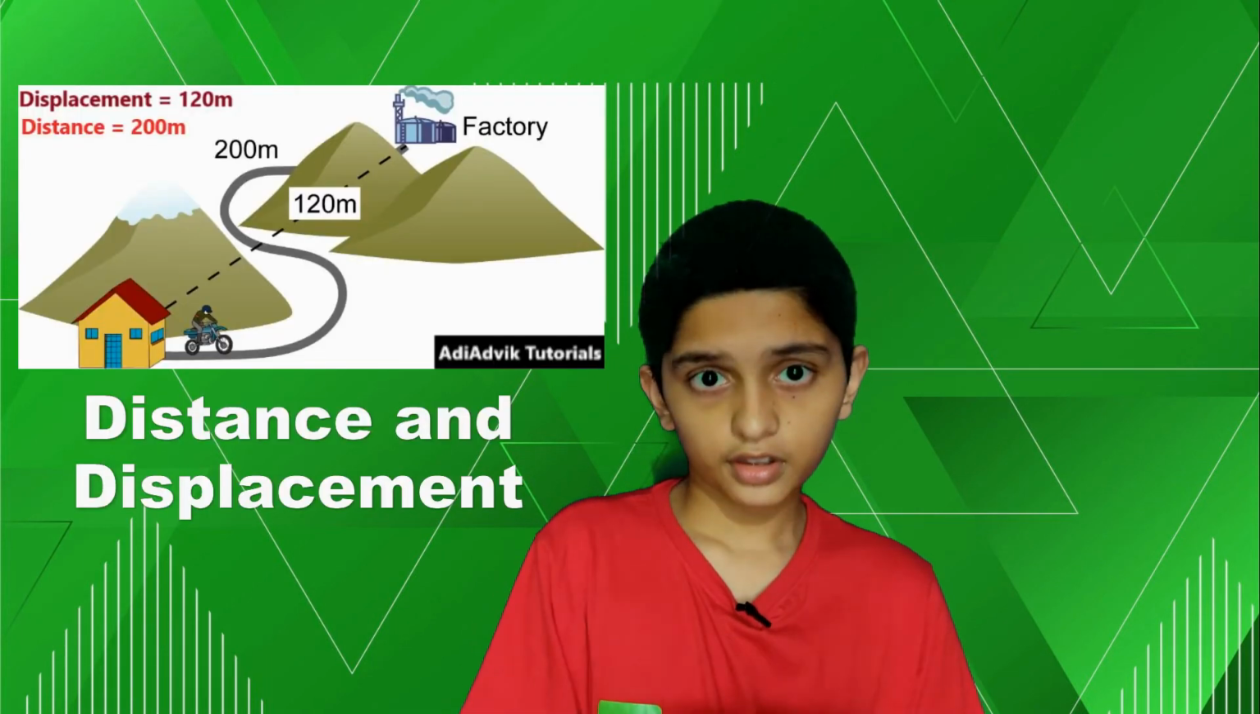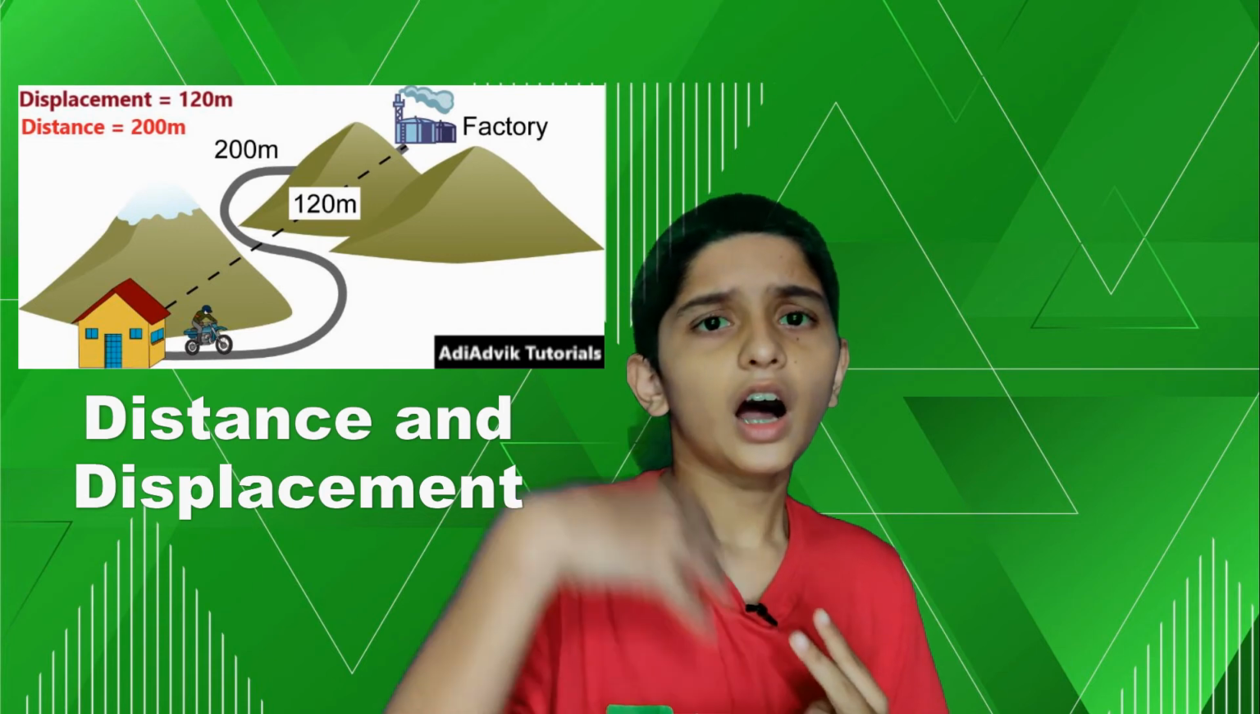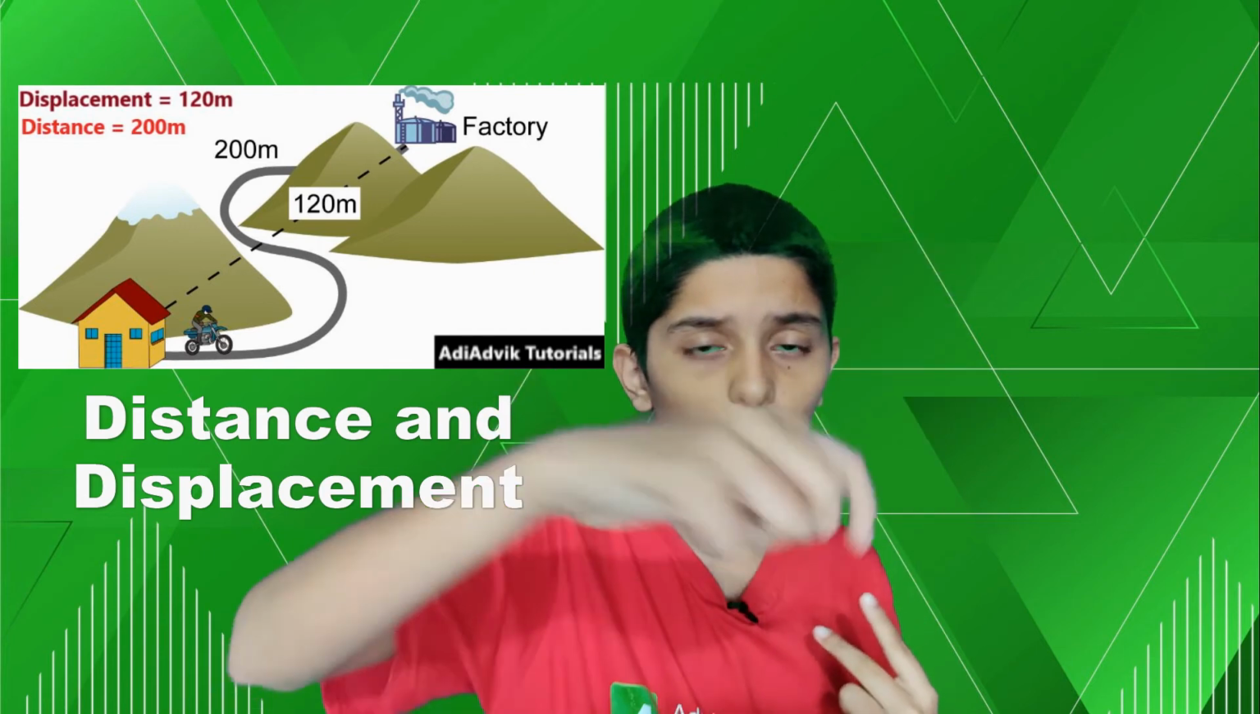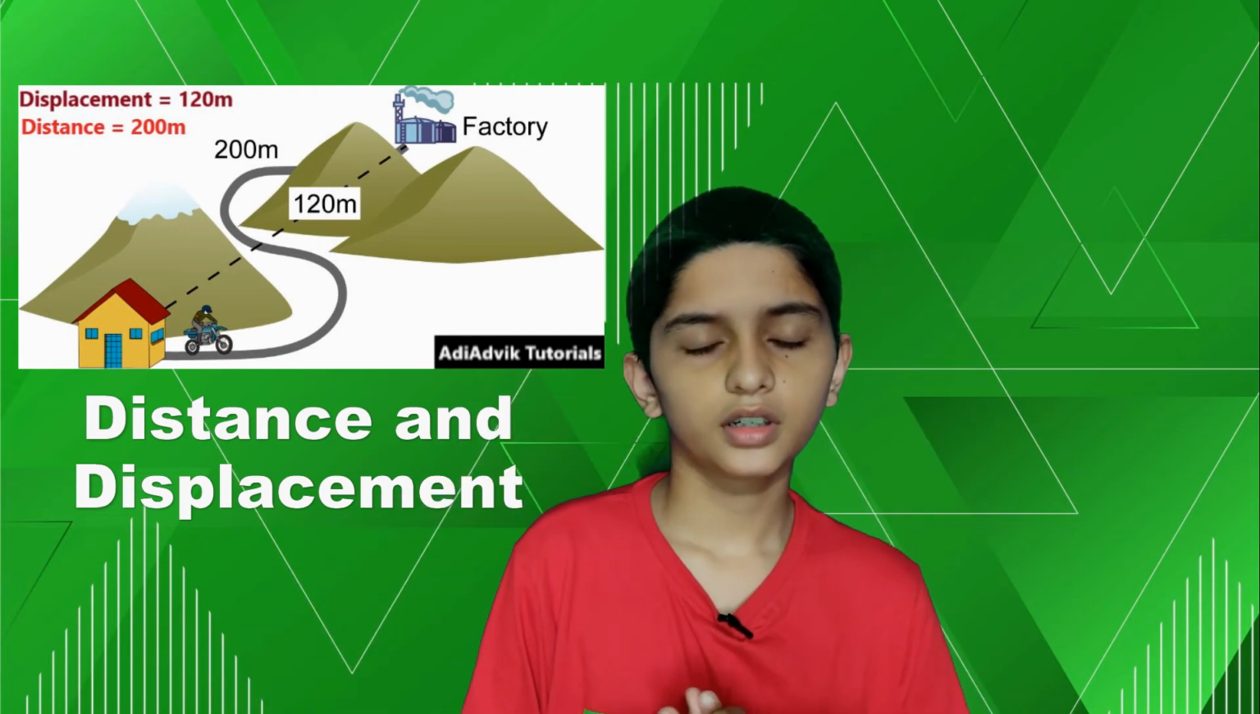Now let's do a quick recap. Distance is the path traveled by the body. It can be a straight line or left, right, like that, a curved path. Displacement is the shortest path between 2 points, which is from a straight line drawn from both points.